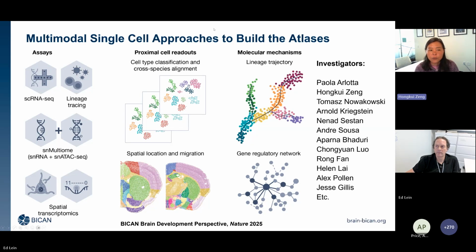Our collective goal here is to use multimodal genomics approaches, including RNA-seq, ATAC-seq, and other epigenomic approaches, as well as spatial transcriptomics and different methods of lineage tracing, to derive the cell type atlases and achieve cross-developmental description and cross-species alignment, and also understand the spatial distribution of the cells and how the different cell types migrate throughout development. So creating this four-dimensional spatial temporal coordinated atlas. And with that, understanding the molecular mechanisms as well, including the lineage and trajectory relationships of cell types across time, cell types and cell states.